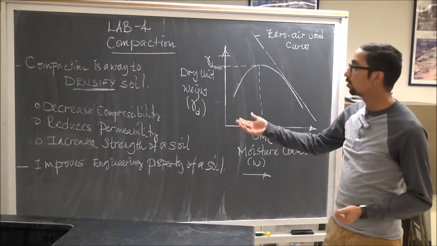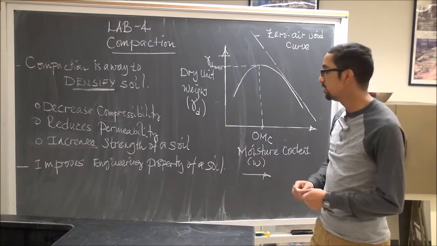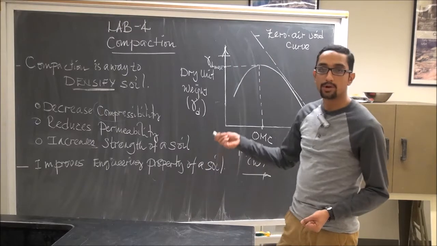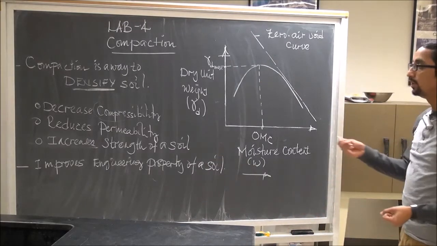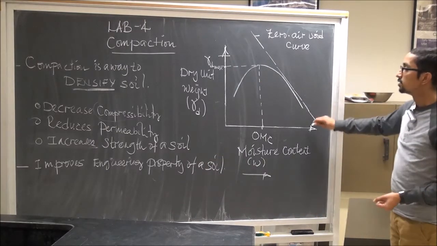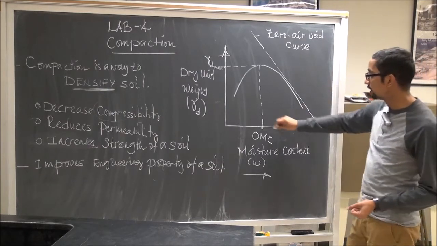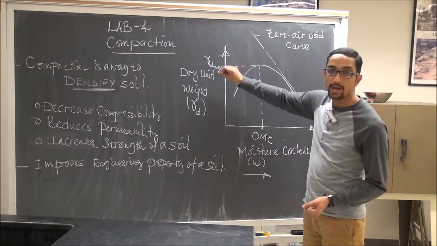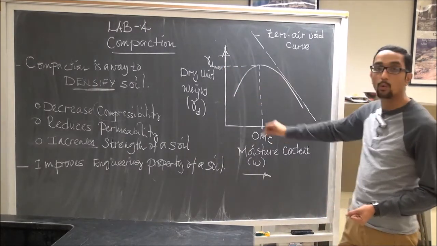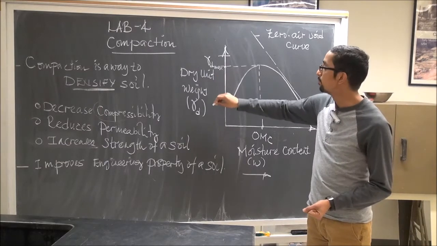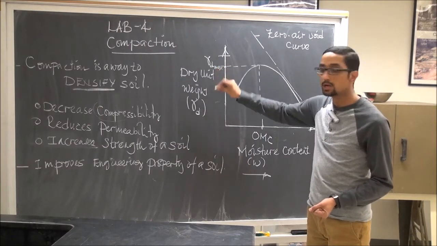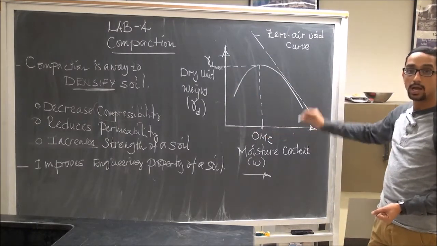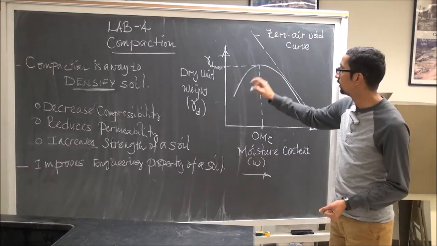And as we know, compaction is not an index property, it's an engineering property, so it's also a means of improving the engineering property of the soil. After doing the test, we'll come up with a graph like this, where we plot the moisture content on the x-axis and the dry unit weight on the y-axis. We have the volume of the soil and we measure the weight of soil, so based on that we can find the dry unit weight, and we plot these data and come up with graphs which look something like this.